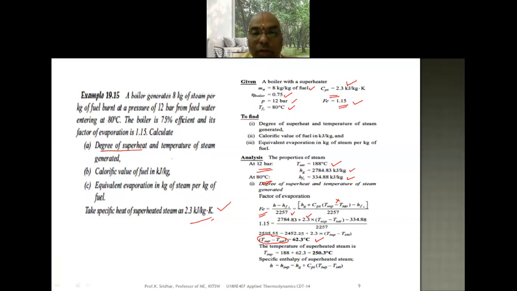The same problem is also asking us to calculate the temperature of the steam generated. So T_superheated is equivalent to T_saturated plus the degree of superheat. T_superheated is equivalent to 188 plus 62.3, that is equivalent to 250.3 degrees centigrade. So that is the temperature of the superheated steam, the answer to part A.